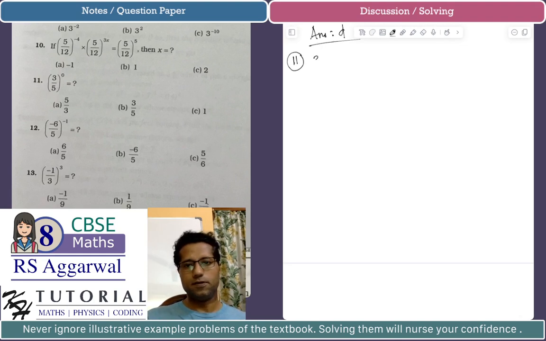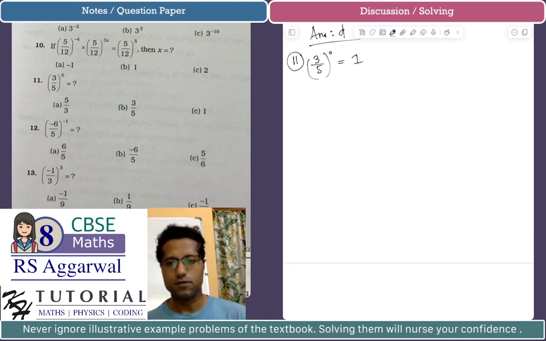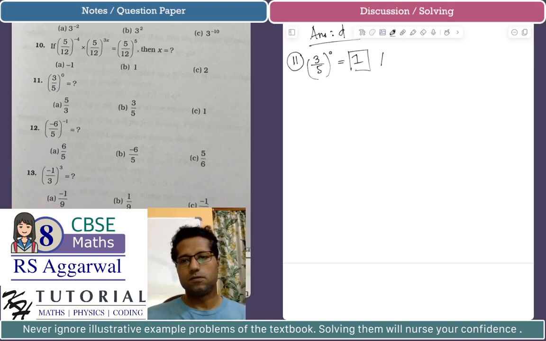What is (3/5) raised to the power 0? This is super easy. We know any non-zero rational number raised to the power 0 is always 1. So the answer is choice C.